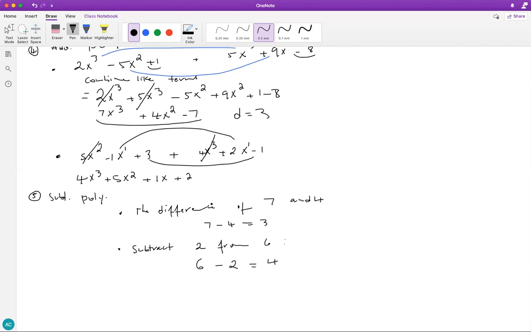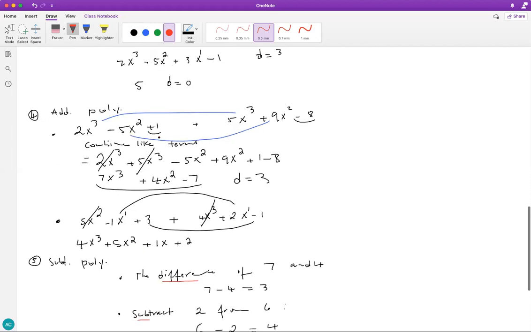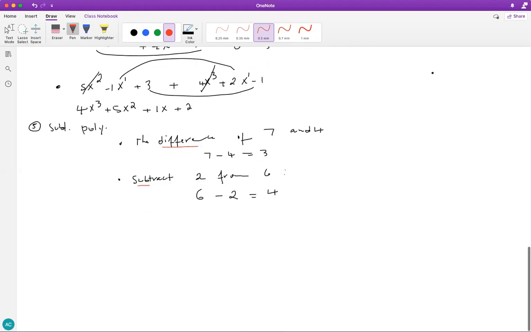So you can see the order here is based on the wording of the question. If it says the difference or find the difference, you keep the same order, 7 minus 4. But if the question says subtract something from something, the from goes first, the 6 goes first. The same concept applies if you have polynomials. So the order is the same. So now let's see some examples with actual polynomials.